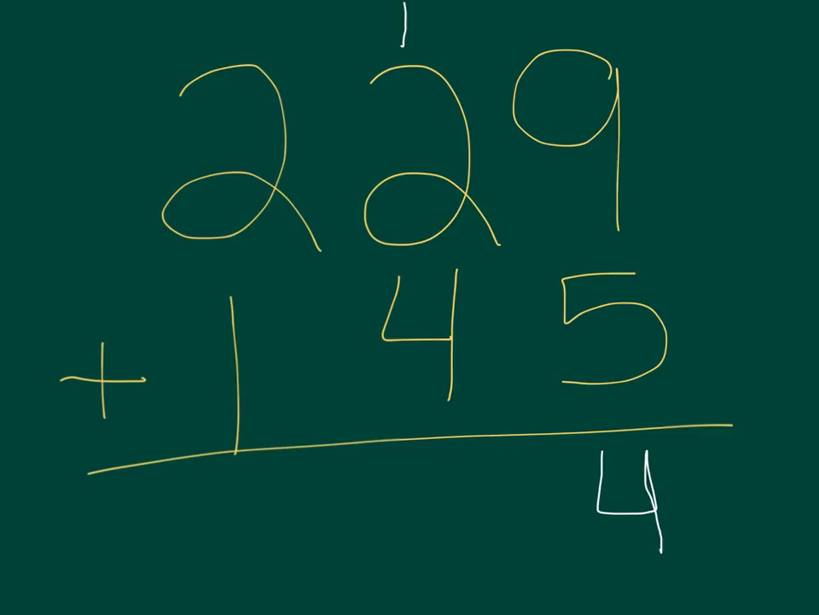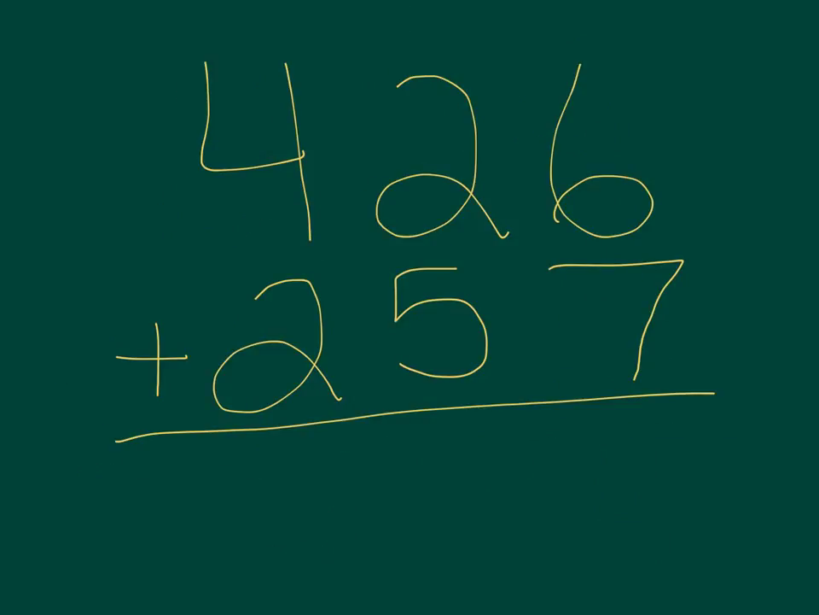So now in my tens column, I have 1 plus 2 plus 4. That's how many tens I need to add together. And that equals 1 plus 2 plus 4. Think about it. Say it. It's 7. And when I go to my hundreds column, I have 2 plus 1. Think about it. Say it. The answer is 3. So my total number when I add 229 plus 145 is 374.